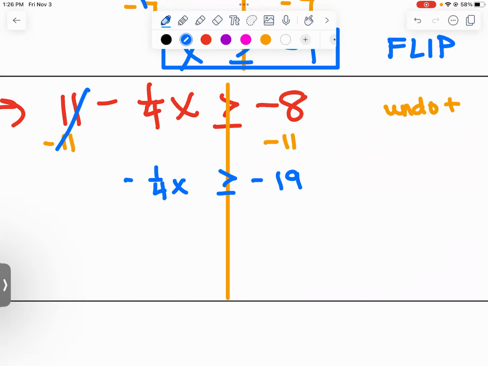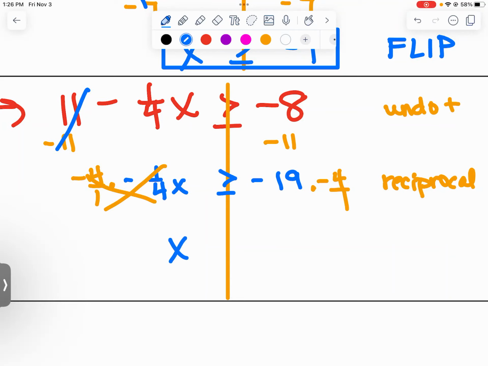How do I undo this 1/4 X, Kanaya? Multiply by what? What is that called when we multiply by 4, the negative 4 over 1? Reciprocal. So we're gonna multiply by the reciprocal. So we get X. What is negative 19 times negative 4? It's 64. Close. How much is it? 73. Oh, wait. What's 19 times 4?